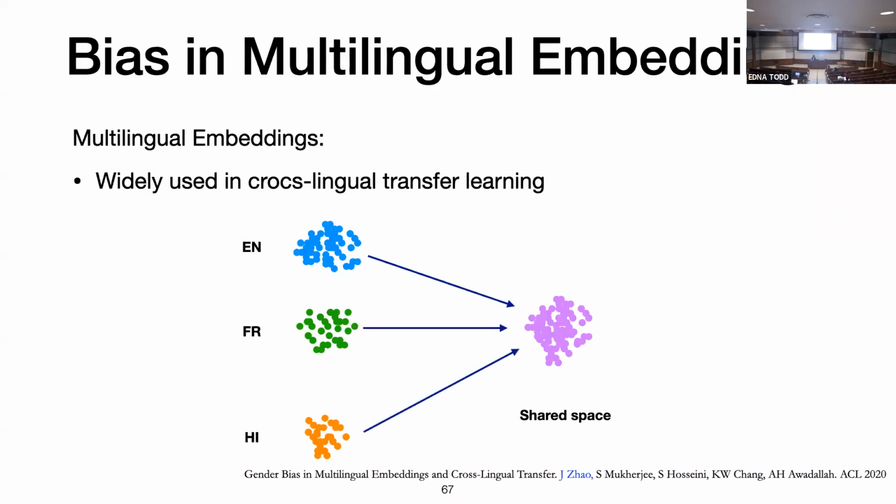In one of my research projects, we studied the bias in multilingual embeddings, beyond the English language itself. Multilingual embeddings are widely used in cross-lingual transfer learning. Basically, if you train a model in one language, you can transfer that model to other languages. To obtain such multilingual embeddings, one common way is to train monolingual embeddings separately, and then align all of them to one shared space.